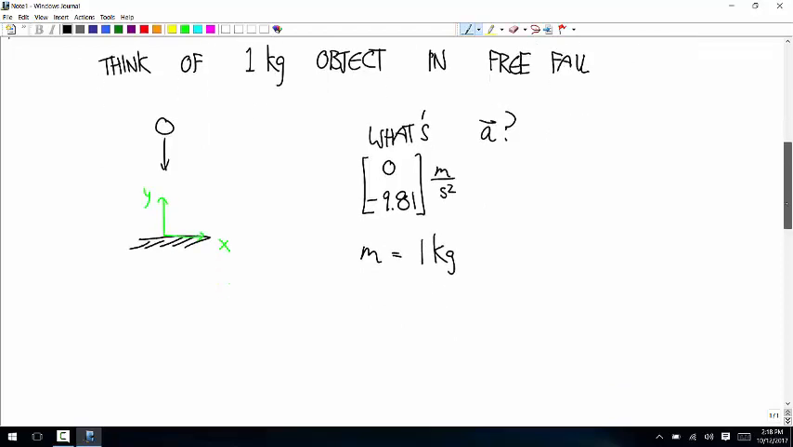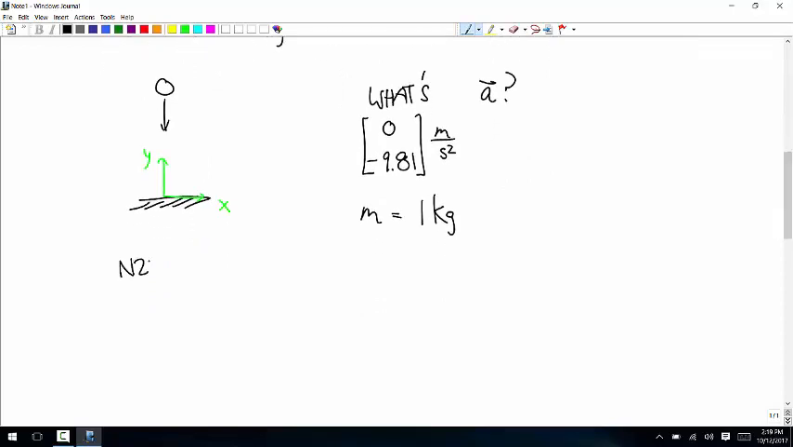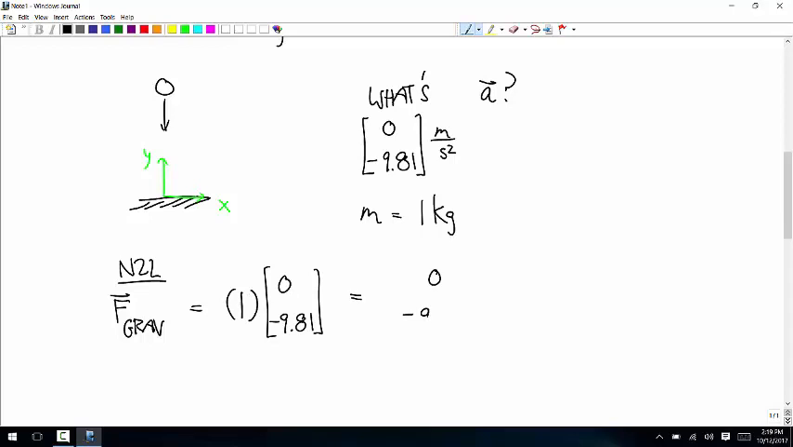So let's put it into Newton's second law. Newton's second law says the force applied by gravity, that's the only force acting on it, is equal to 1 kilogram times 0, negative 9.81. And if we multiply 1 by this vector, we get 0, negative 9.81. And now kilograms times meters per second squared give us newtons.